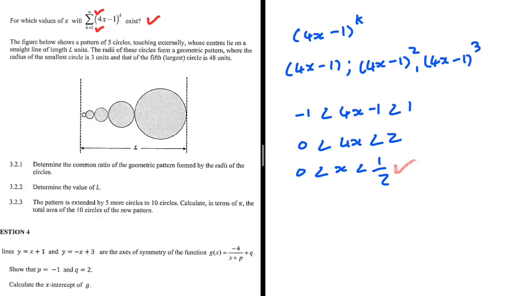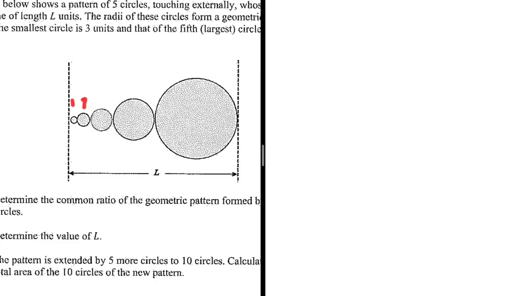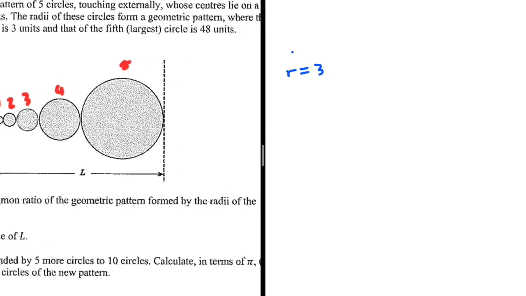The radius of these circles form a geometric pattern, where the radius of the first circle, let's go ahead and make sense of our information, is 3 units. So for the first circle, let's say we have circles 1, 2, 3, 4, 5. So that is T1, T2, T3, T4, T5. The radius of the first circle is 3 units. So we have R equals 3. And that of the fifth, the largest circle, is 48 units.